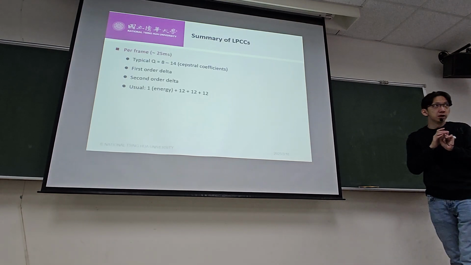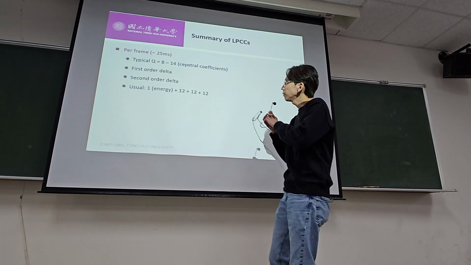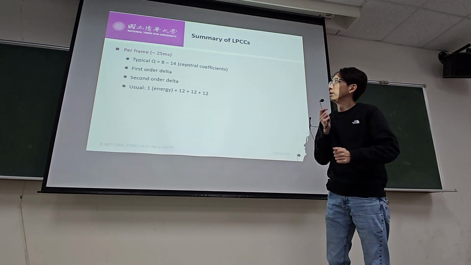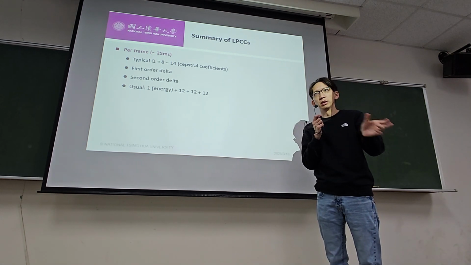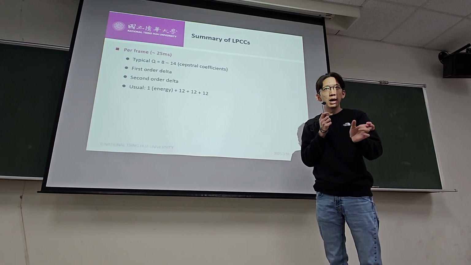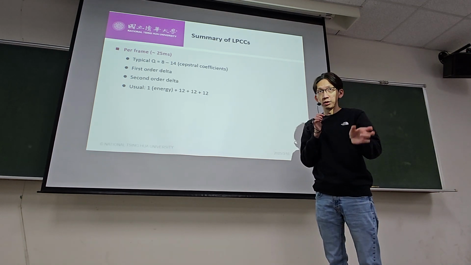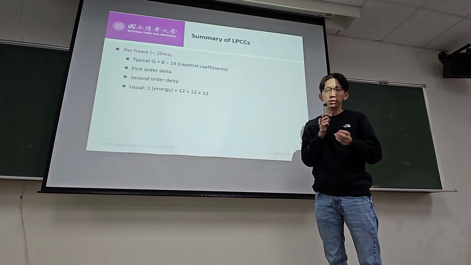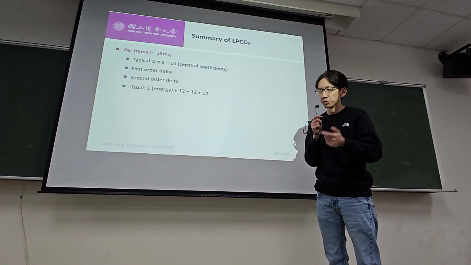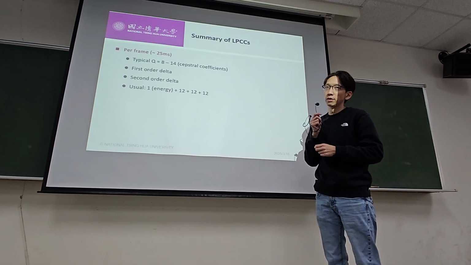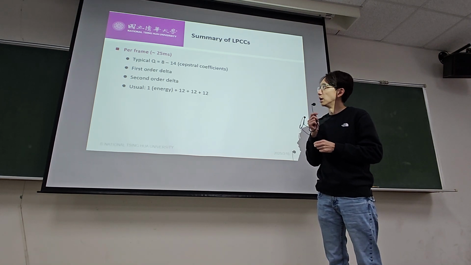So let's do a quick summary. For every frame, a frame block of about 25 to 30 milliseconds, you slide it by 15 milliseconds. For every frame, apply a Hamming window, compute the LPC coefficients, then compute the cepstral coefficients, usually 8 to 16. Then you find the first order delta and the second order delta.